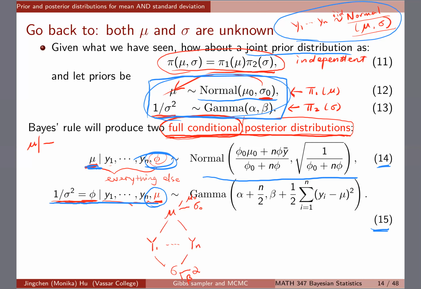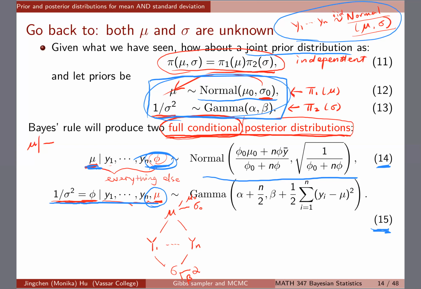In the past, when we assumed that phi is known to start with, we called equation 14 just the posterior distribution, and it's just for mu. Mu is the only unknown. Now we assume that both of them are unknown, and we come to this full conditional posterior distribution that is for a particular parameter given everything else. So equation 14 becomes the full conditional posterior distribution for mu, and equation 15 becomes the full conditional posterior distribution for phi or 1 over sigma squared.